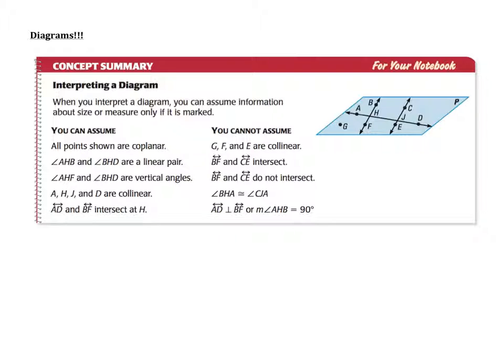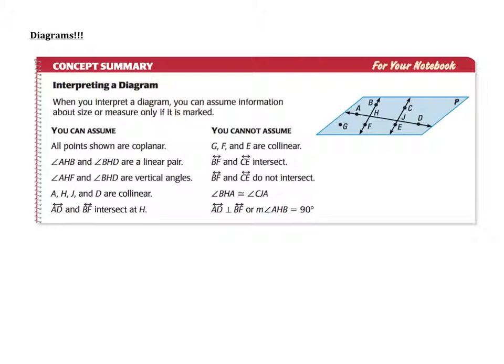On the flip side of that coin, if I have line BF and line CE, I cannot assume that they don't intersect. So here again, I cannot assume that these are parallel. Just because they look like they may never run into each other doesn't mean that they are indeed parallel. We have to be told that they're parallel, or we need to be told or shown that they intersect, but we cannot assume either.